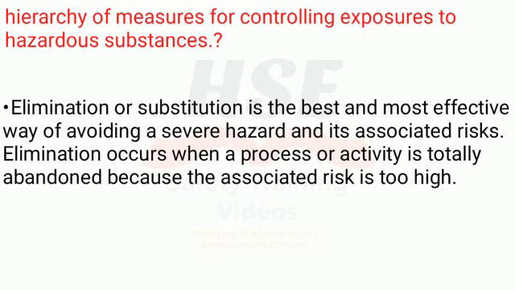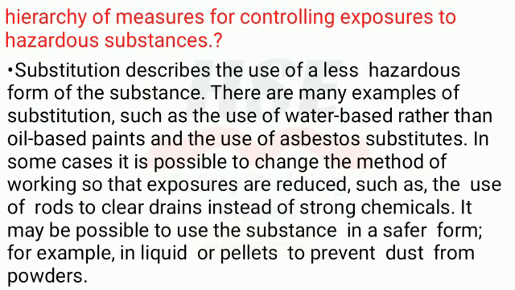Hierarchy of measures for controlling exposures to hazardous substances. Elimination or substitution is the best and most effective way of avoiding a severe hazard and its associated risks. Elimination occurs when a process or activity is totally abandoned because the associated risk is too high. Substitution describes the use of a less hazardous form of the substance.